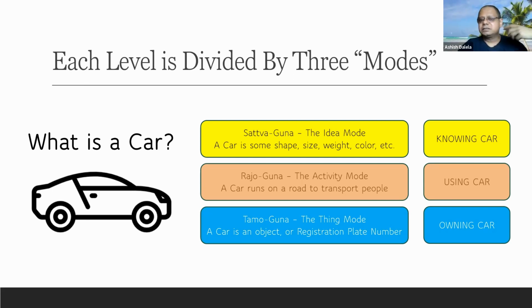You can ask, what is a car? You can say a car is nothing but a set of properties: some shape, some size, some weight, some color. This is what we call knowing the car. Somebody can say, but what if something looks like a car but never works? Can you really call that a car? So he says, no, a car must also run on the road to transport some people. That is also a definition of car. And then you can say, well, you have just defined a concept as a set of properties. Maybe it can be designed, but there are no actual cars. So then there's a third mode, called the thing mode. So there are three modes: an idea mode, an activity mode, and a thing mode.